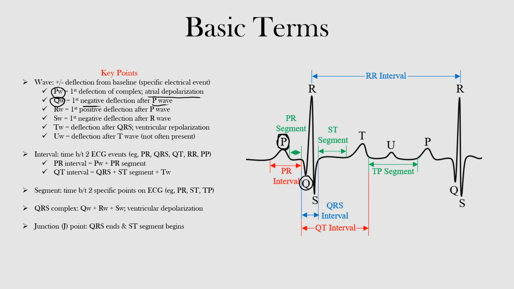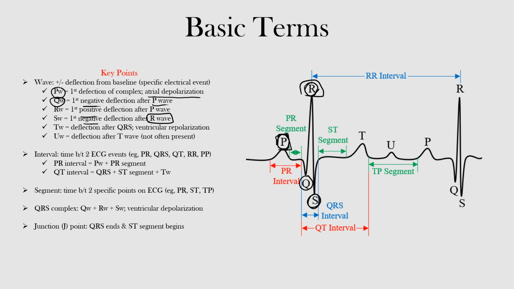Next we have the R wave, and the R wave is the first positive deflection after the P wave. So again, here's our P wave, and the first positive deflection is our R wave. Now we have our S wave. The S wave is a negative deflection, but this time it's after the R wave. So here's our R wave, and the first negative deflection after it is this S wave.